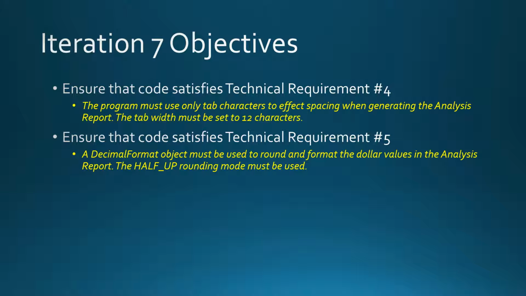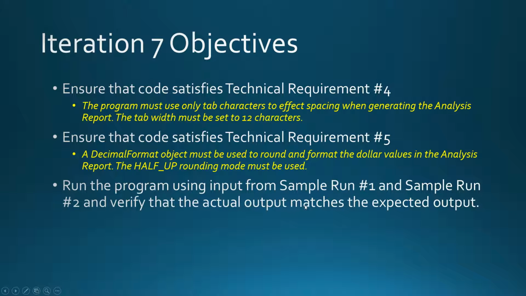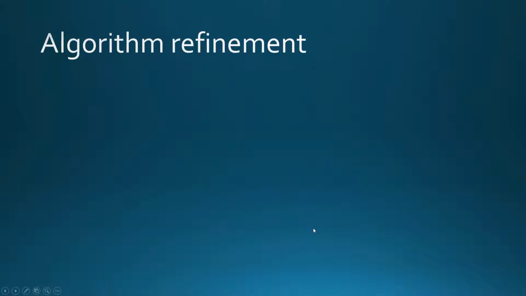Also, we're going to need to ensure that the code satisfies technical requirement number 5. A decimal format object must be used to round and format the dollar values in the analysis report. The traditional half-up rounding mode must be used. By traditional, we mean that the least significant digit, if it's 5 or more, we round up, otherwise we round down. We're also going to run the program using input from both sample runs number 1 and number 2 to verify that the actual output matches the expected output from the programming assignment.